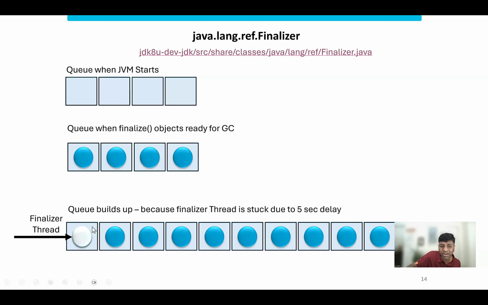It's going to take 5 seconds to complete executing this method. And now when the thread comes to the second object to execute, the queue has already started to build up. So when the queue builds up and goes beyond your Xmx limit, the JVM is going to slap us with an out of memory error. So that's exactly what is going on, right?